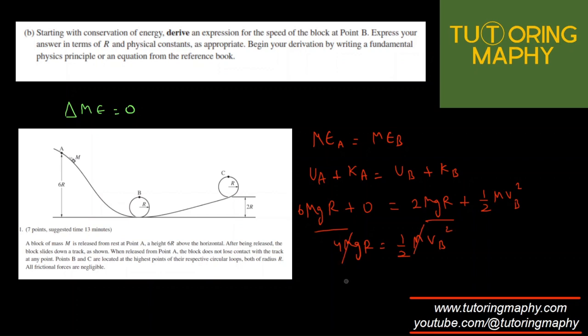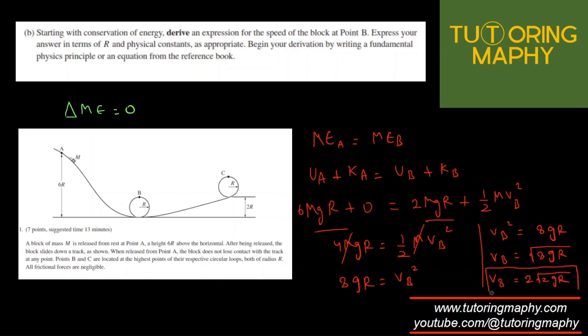M and M is gone. Multiplying both sides with 2, we have 8gr is equal to v_B square, which means that if we swap, then v_B square is 8gr. Then v_B will be equal to root 8gr, and square root of 8 is 2. So we can write this as 2 times root 2gr. That will be the expression for the velocity of the block at the point B.